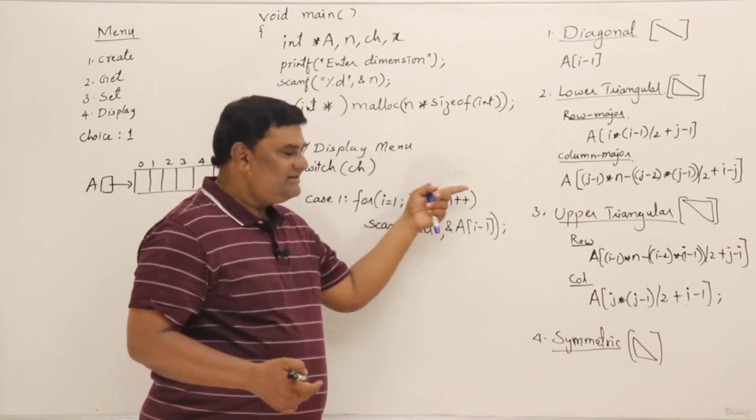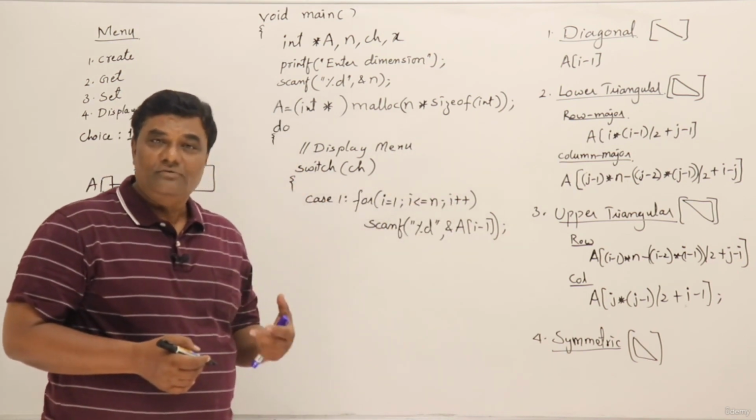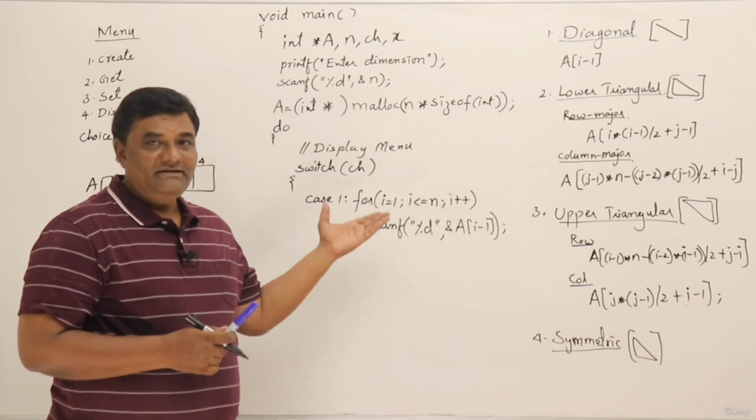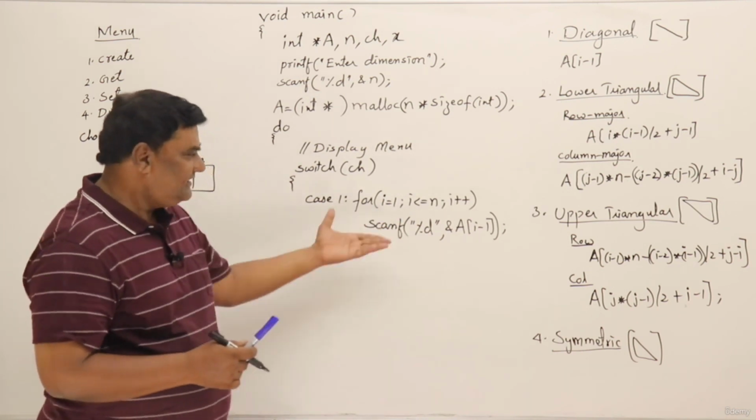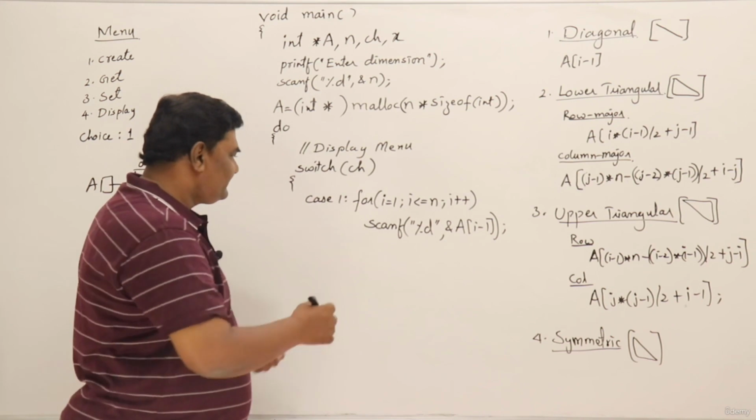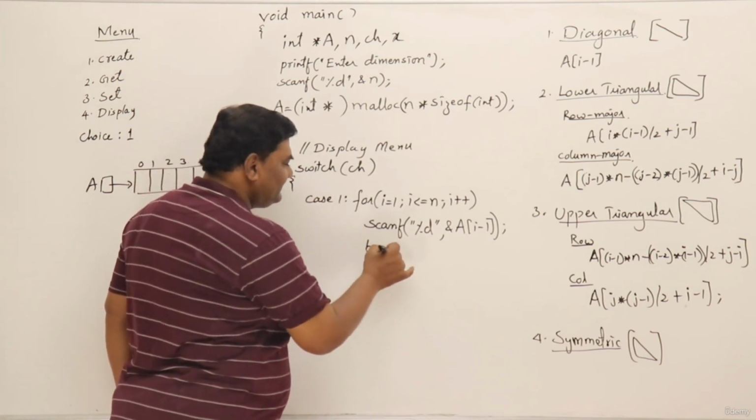I did not write any message here. I can write a message, enter the elements row by row. Or I can say enter all the elements in a diagonal one by one. Then I can read all these values. So this is the first case, that is taking the values.